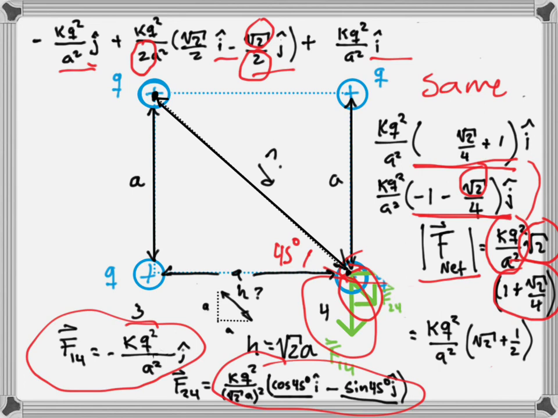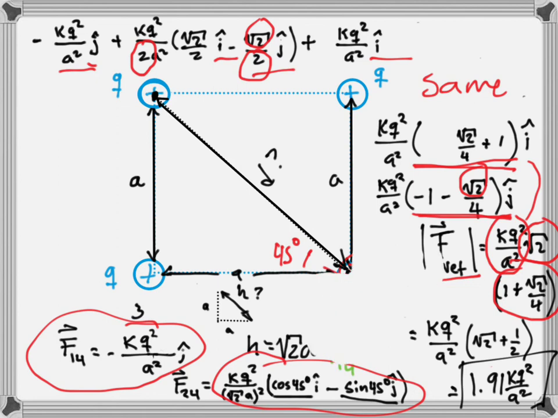Okay, so we just put in multiplying the square root of 2 and moving it inside the parentheses. So the first term becomes square root of 2. The second term inside the parentheses becomes 2 divided by 4, which is 1/2. Just a little bit of algebra to make this look better. If you put the numbers in your calculator, square root of 2 plus 0.5 gives you 1.91. So that's our numerical factor: 1.91 kq squared divided by a squared. We just found the magnitude of the net force acting on that corner.